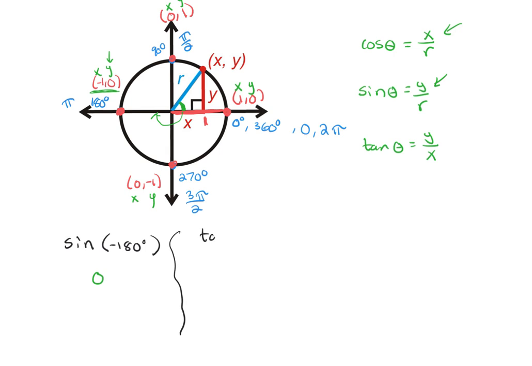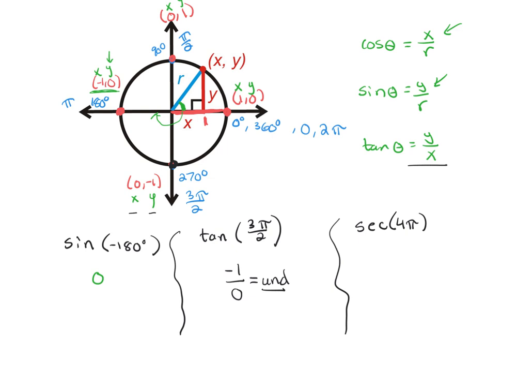Okay, next I have a tangent of 3 pi over 2. So 3 pi over 2 is down here, and then tangent is y divided by x. So in this case, -1 divided by 0. Can't divide by 0, so tangent of 3 pi over 2 is undefined.